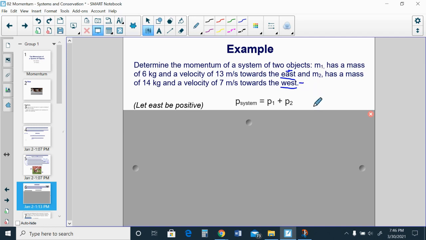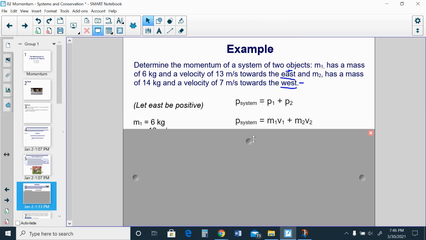And then also keep in mind our equation here. Our system consists of 2 objects. So the momentum of the system will be equal to the momentum of object 1 plus the momentum of object 2. So we've assigned what is positive.